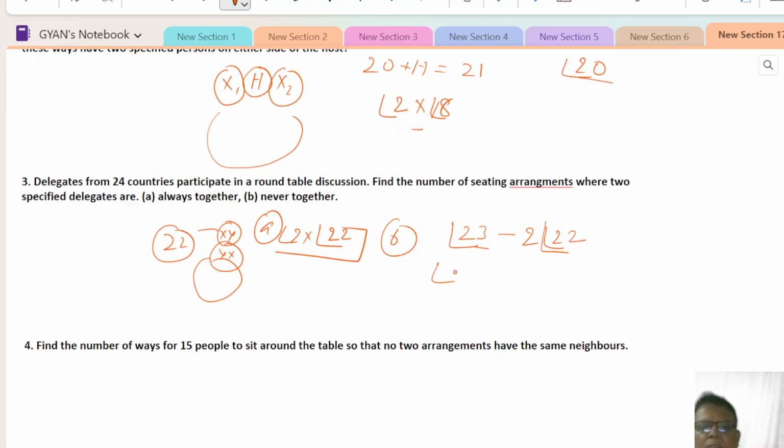Then this will be factorial 22, you take common. Then 23 minus 2, so that is 21 into factorial 22.